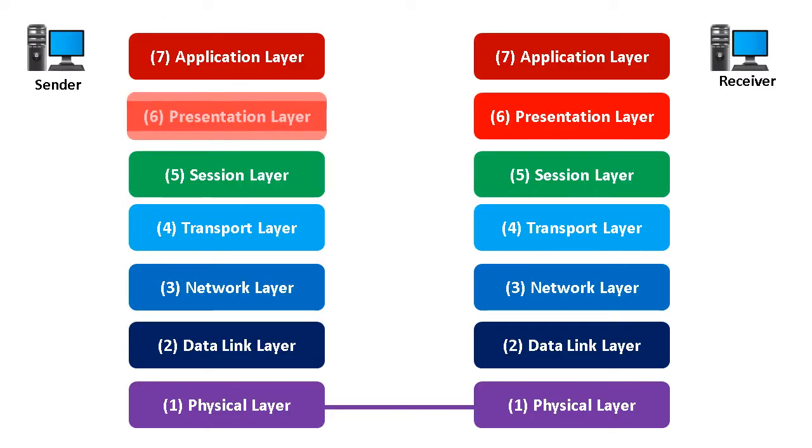Presentation layer. This is the 6th layer. The presentation layer is also known as the translation layer because when the sender sends information, the data is extracted here from the application layer, and then it is manipulated to the required format for transmitting over the network. But at the receiver end, it just reverses the process and passes the data to the application layer.